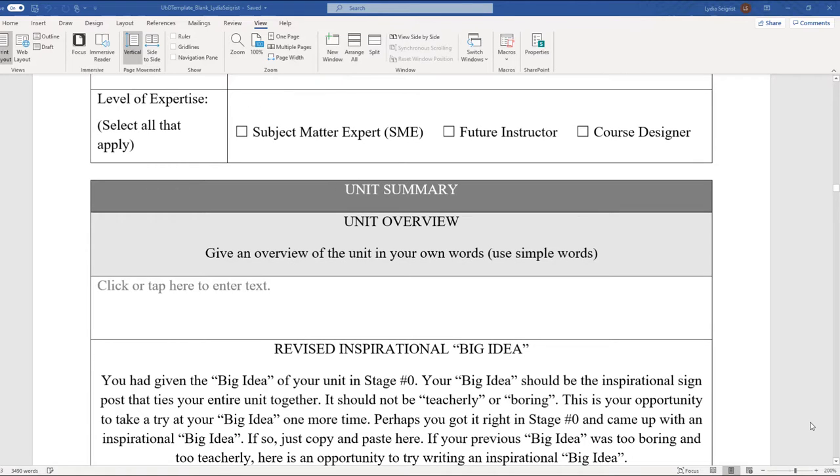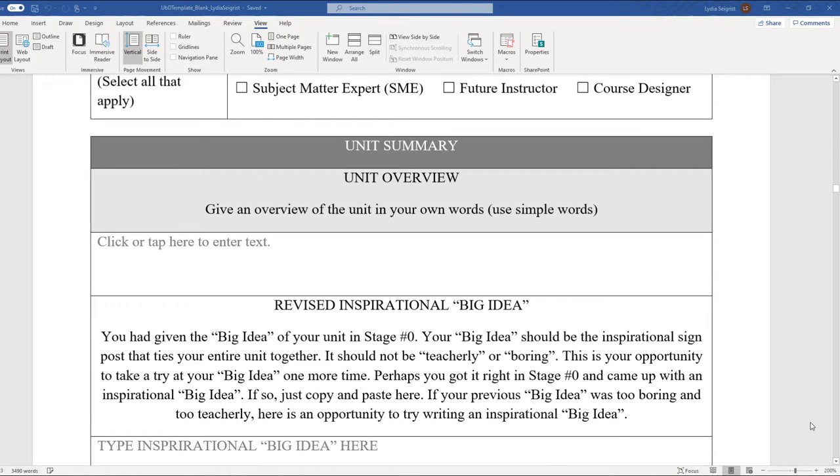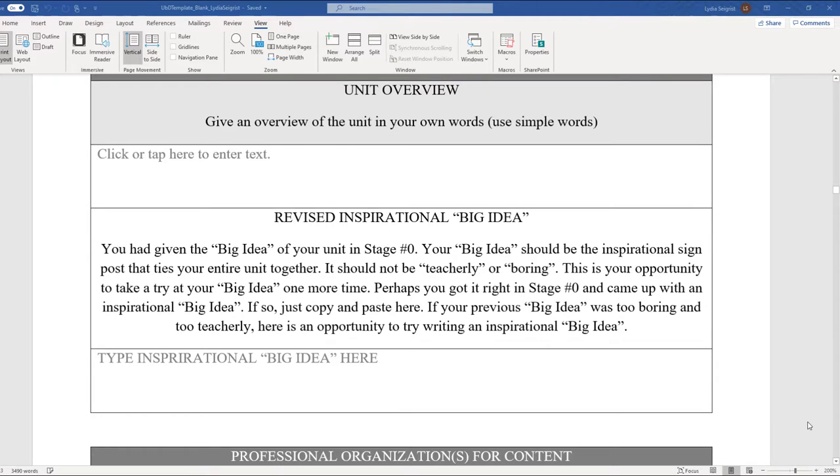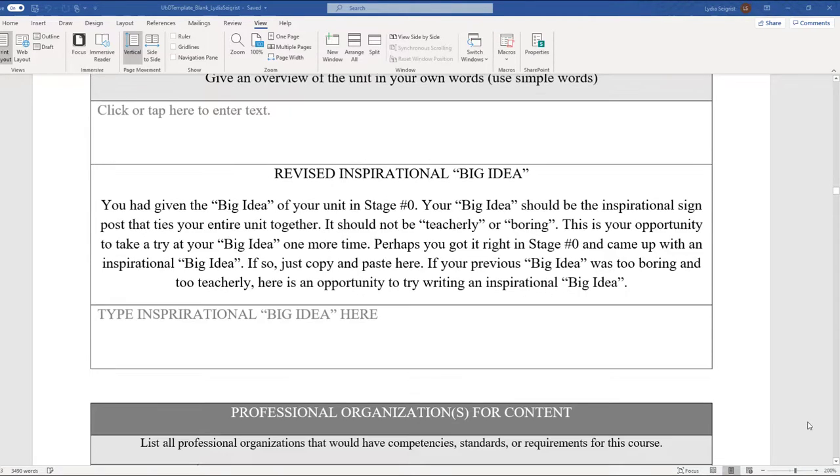Then we're going to do a unit summary, and that unit summary will start with an overview. You're going to want to make sure in this section that you give an overview of the unit in your own words, and you're going to want to use simple words. It's not something that's supposed to be complex. You want to use simple enough words that no matter what grade level you're designing it for, they're going to be able to understand it clearly.